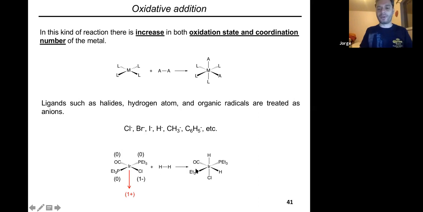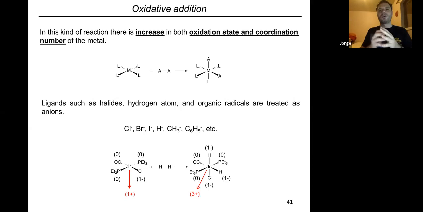Remember, carbonyl and phosphine are neutral molecules, therefore the oxidation state is 0. Chloro, when it's coordinated, is -1. And hydrogen, when it's coordinated, is -1 as well. So that gives us a total of 3 minus. If the net charge of the complex is 0, that means the oxidation state of the iridium is 3 plus.